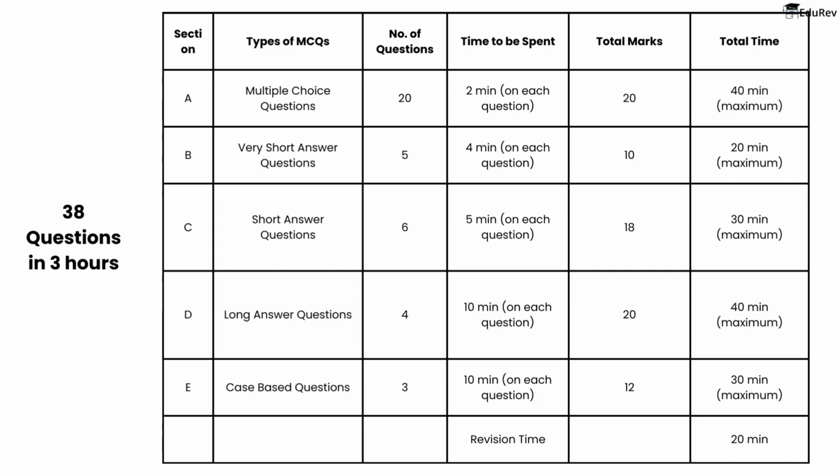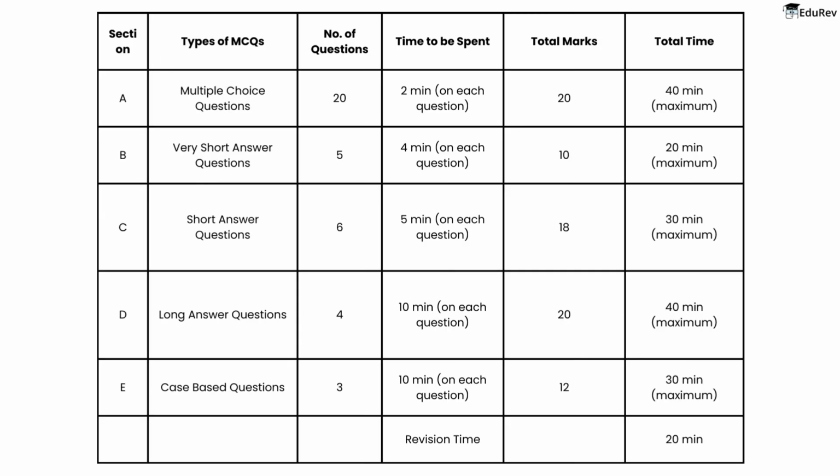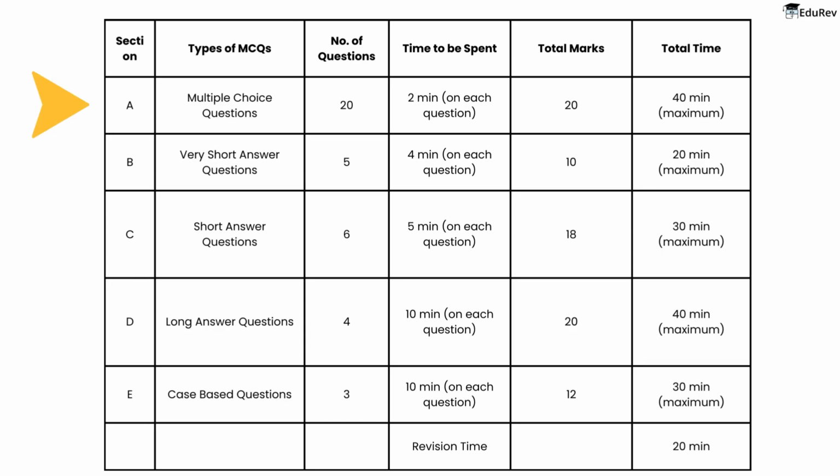You will have to solve a total of 38 questions in 3 hours. So, you should make a proper time division so that you are able to attempt all questions well in time. In the table shown on the screen, sufficient time has been allocated to attempt different sections. For Section A, you should allocate maximum 40 minutes. For Section B, 20 minutes, for Section C 30 minutes, for Section D 40 minutes, and for Section E 30 minutes.